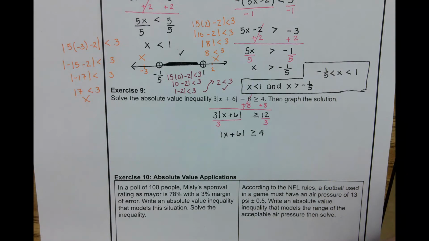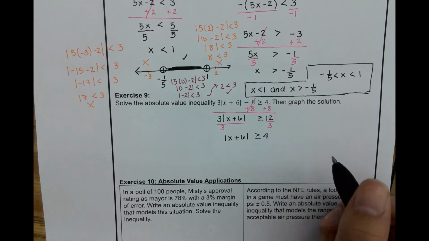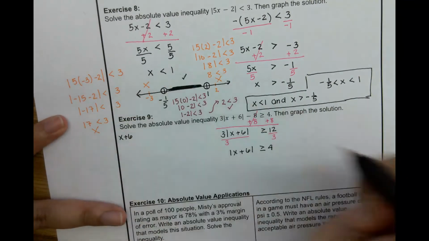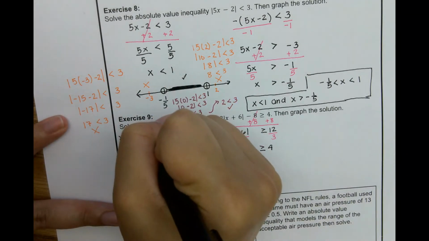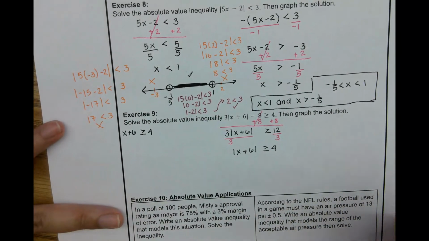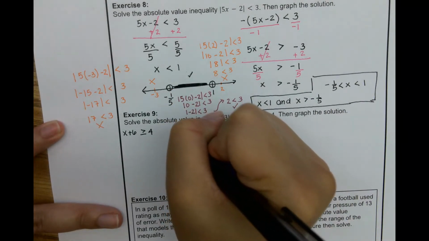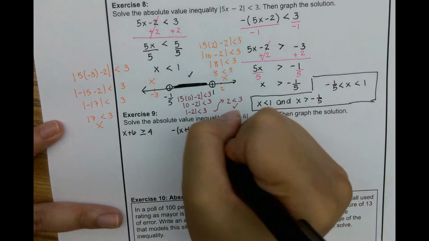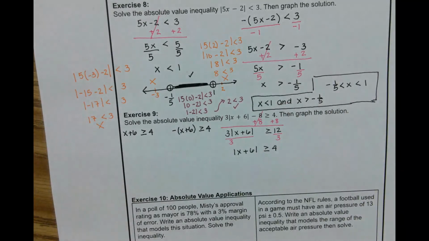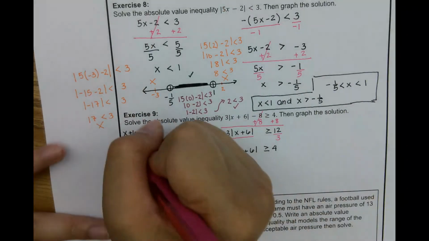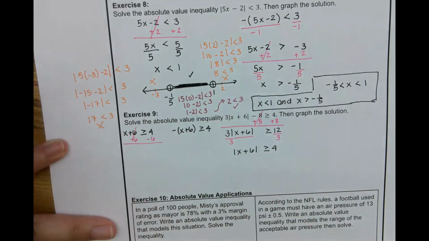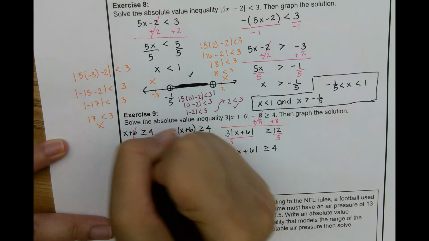Now that I have both of them, I'm going to split it up. And so, I have x plus 6 is greater than or equal to 4. Okay, so that's one of them. And then the other one is going to be the opposite side, so it's going to be the negative of x plus 6 and then greater than or equal to 4. Okay, so I'm going to solve it. So subtract 6 on both sides. So here I have x is greater than or equal to negative 2.